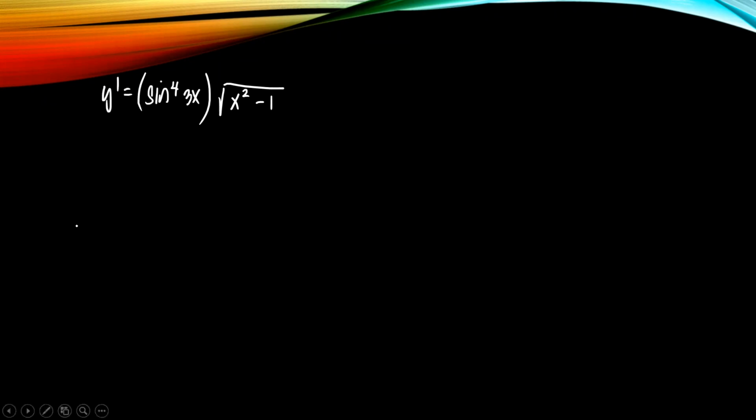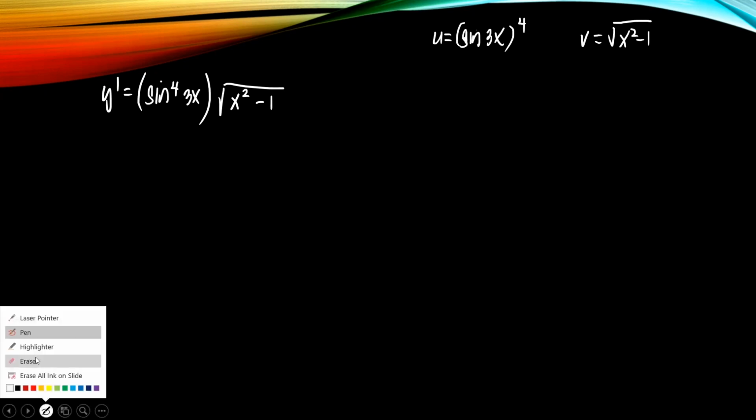What do you see first, guys? Product. Very good. So, let's write there. U natin is maybe sine 3x to the 4. V is the square root of x squared minus 1. So, sorry, bakit the y prime to?